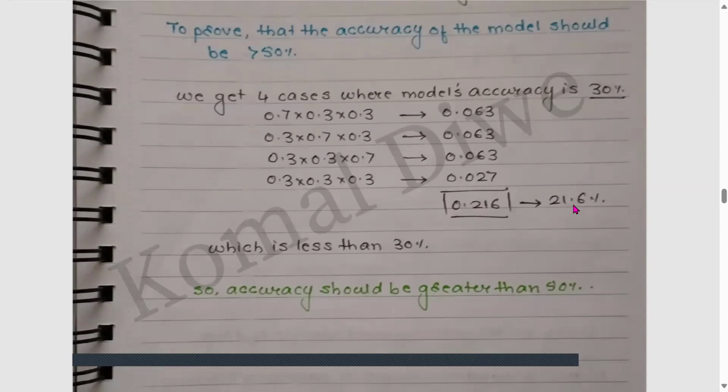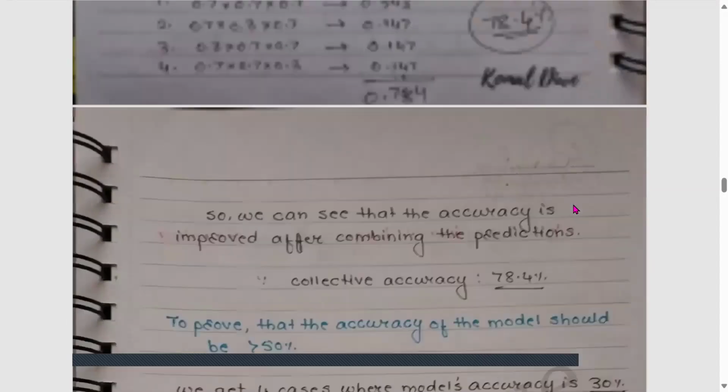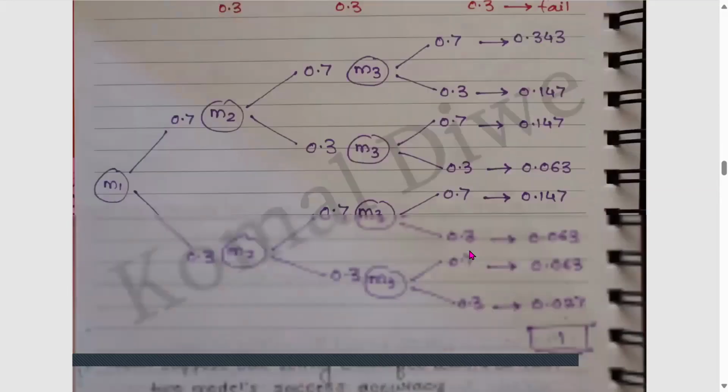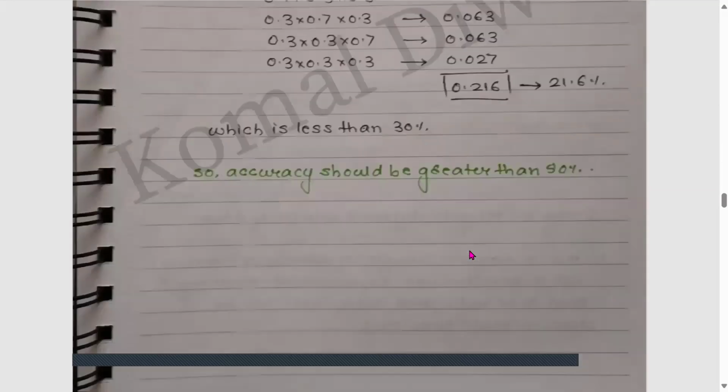0.216, which is less than 0.3. So that is why it is stated in the assumption that the accuracy of every model must be greater than 50%. Otherwise, the resultant will be worse than the worst. Okay, let's move to another page. So accuracy should be greater than 50%.